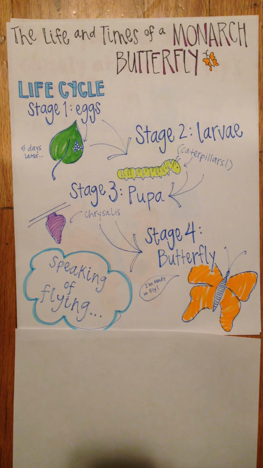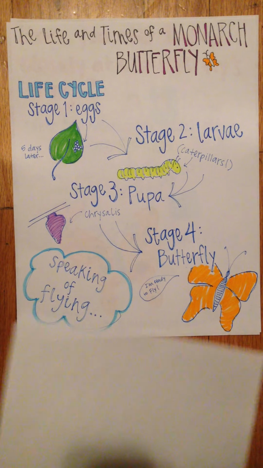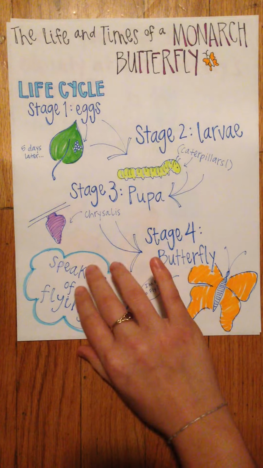During this stage, the butterfly will flap its wings vigorously to try to make blood flow to it until it's ready to learn how to fly. Butterflies learn how to fly by trial and error. So it takes a little bit of practice, but eventually they figure it out.